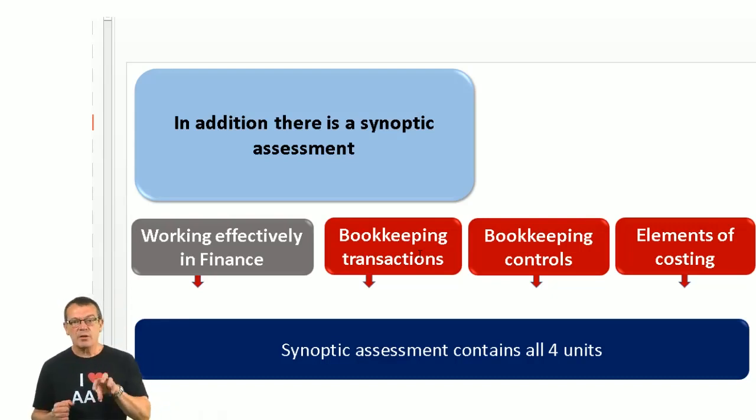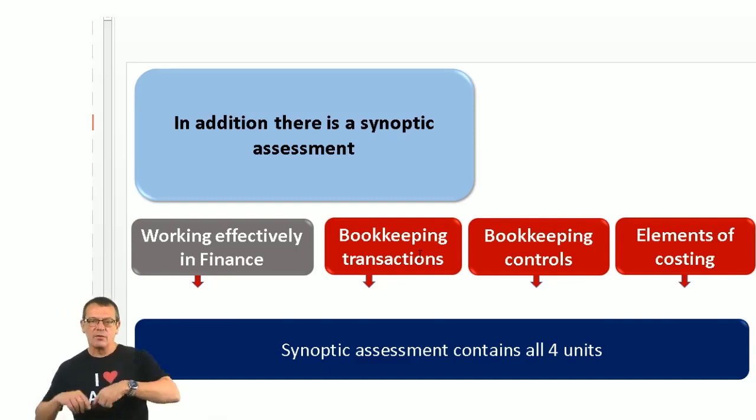So it forms part of your synoptic along with your bookkeeping transactions, your bookkeeping controls, and your elements of costing. So the synoptic will consist of 4 units there. Okay, so be careful. Right? Those are the 4 within that synoptic assessment. Nothing on accounting software. That's examined independently. So you can take that, preferably at the end of your level 2.